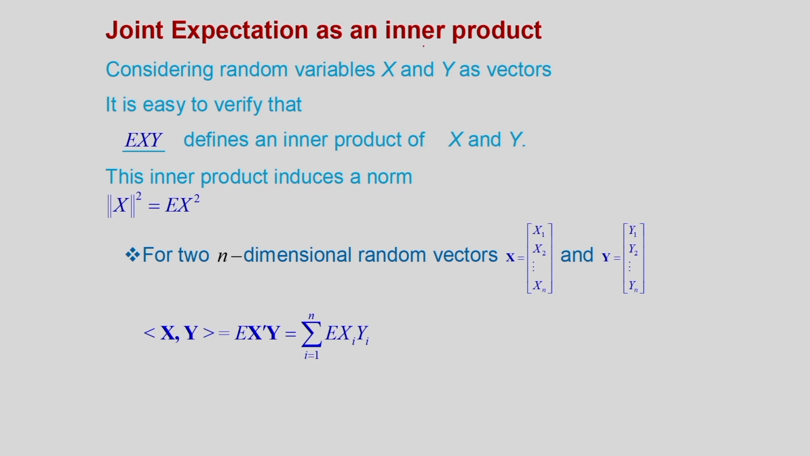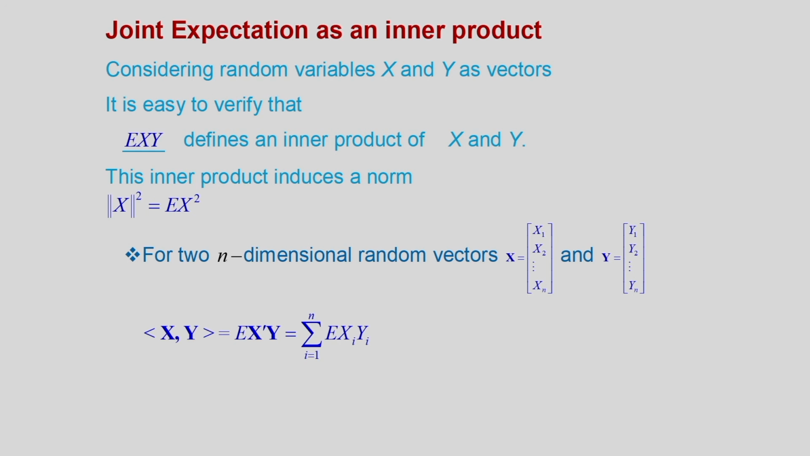Joint expectation as an inner product operation. Considering random variables x and y as vectors, it is easy to verify that E of xy, because we know that E of xy is a real number, a scalar, defines an inner product of x and y. For example, E of xy is equal to E of yx. Now, E of x squared will always be greater than or equal to 0. Like that, all other properties we can show to be satisfied. Therefore, this joint expectation of xy is an inner product operation. So, that is a very important conclusion now.